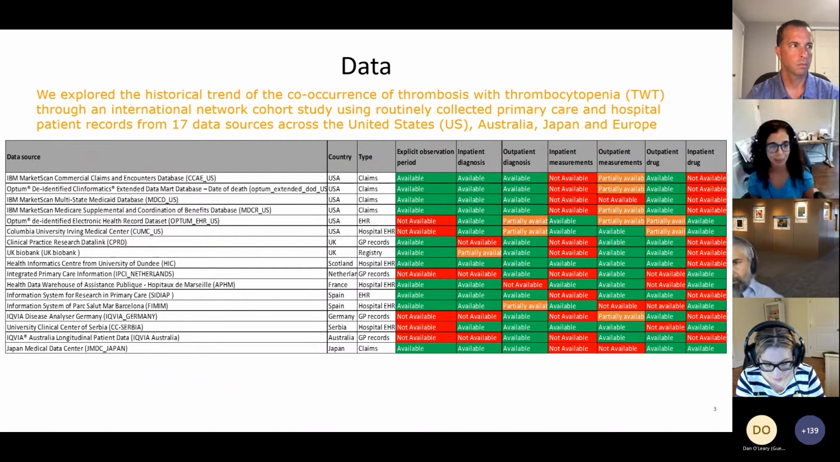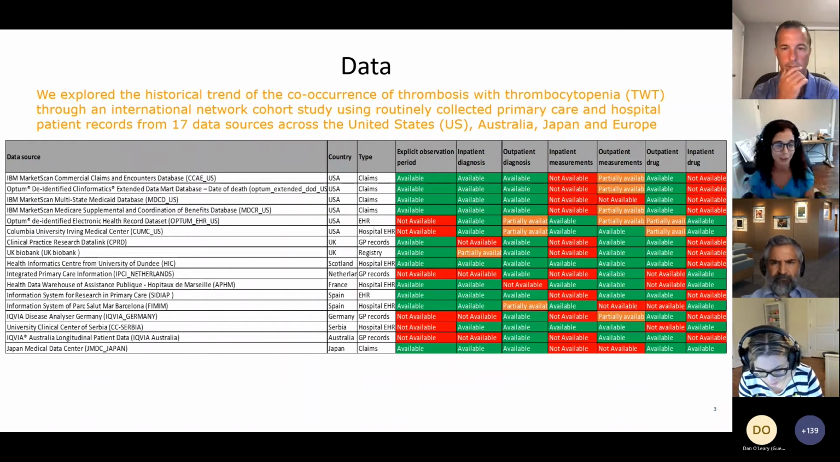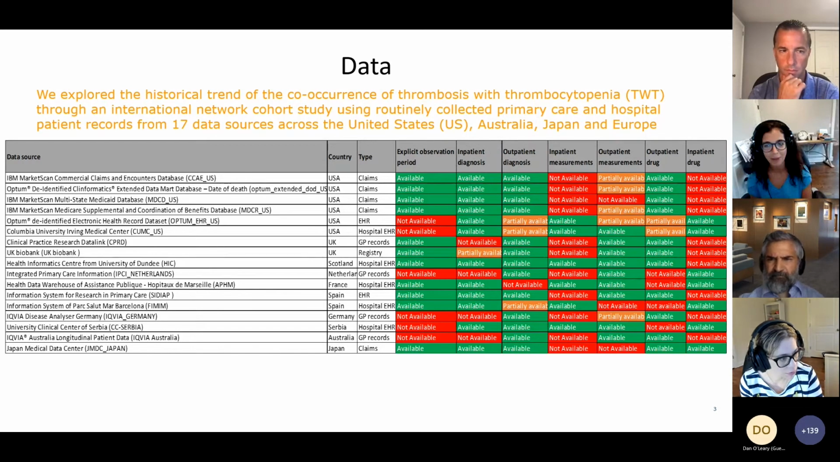And you see in this table the 17 data sources that were part of the study. A lot of those data sources came from, at the time, our new EDEM partners, but now they're all fully integrated within Odyssey. But at that time, it was their first study to work on. So very proud of what they accomplished on this study. So you see that some of this data came from claims, some of it came from hospital EHR, GP records, and we have one registry.